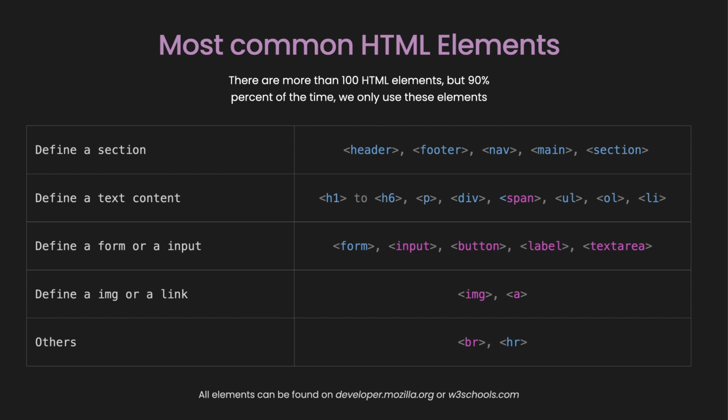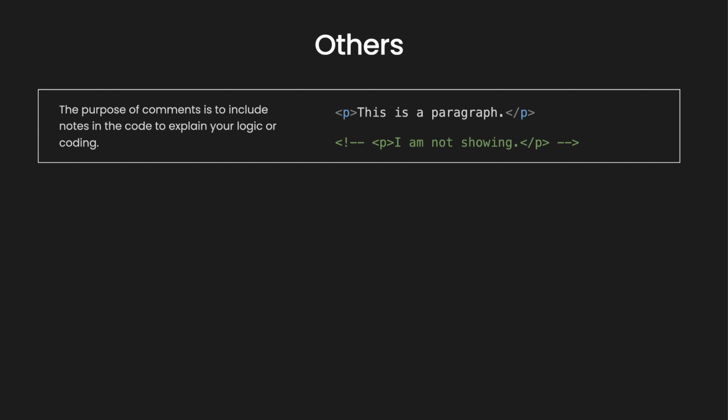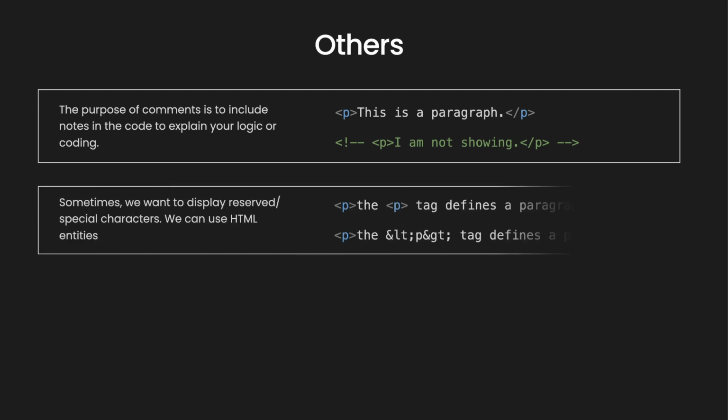If we look back at the most common HTML elements, inline elements include span, input, button, label, text area, em, anchor tag, and break. There are other topics in HTML. First, commenting. The purpose of a comment is to include notes in your code, to explain your logic, or simply to organize your code. HTML comments are wrapped in special markers and they are ignored by the browser.